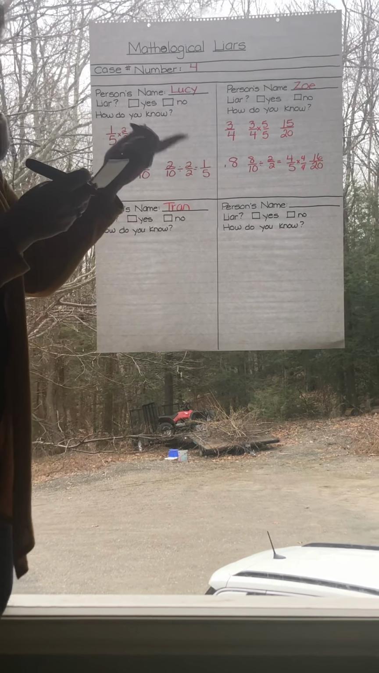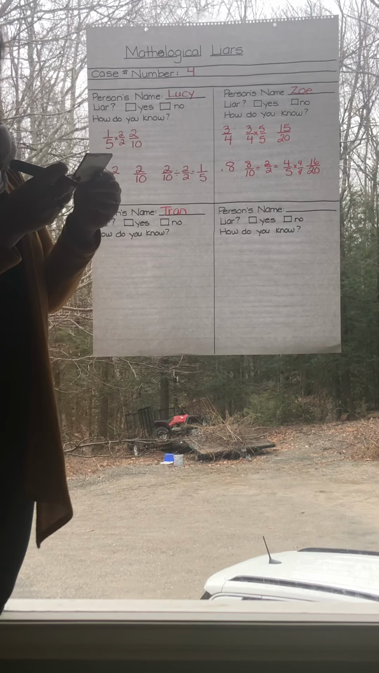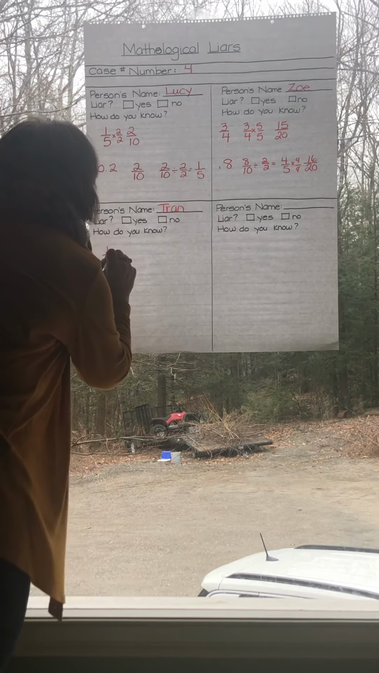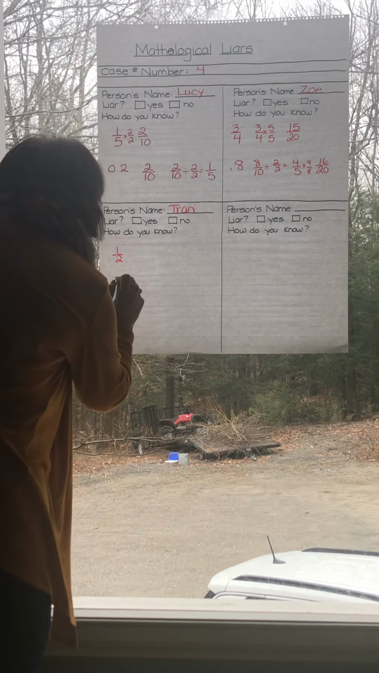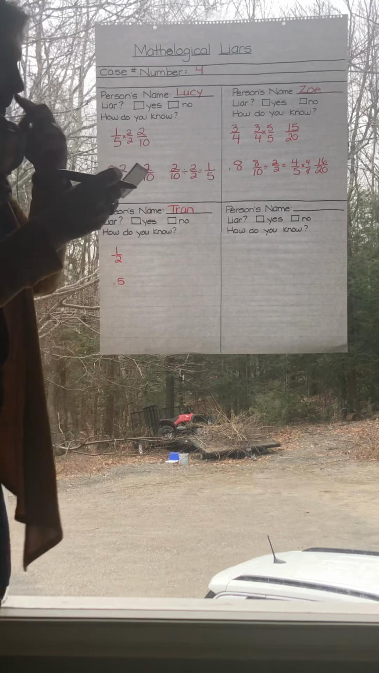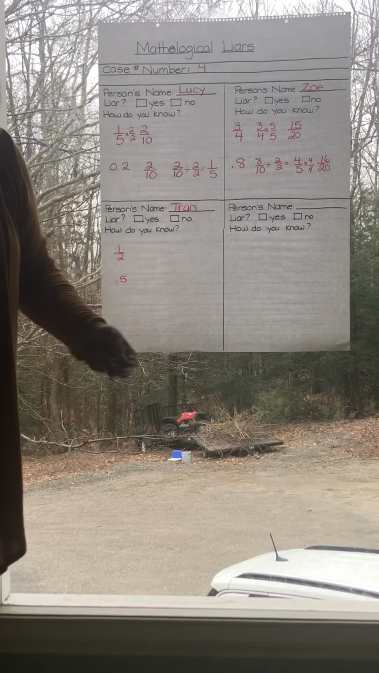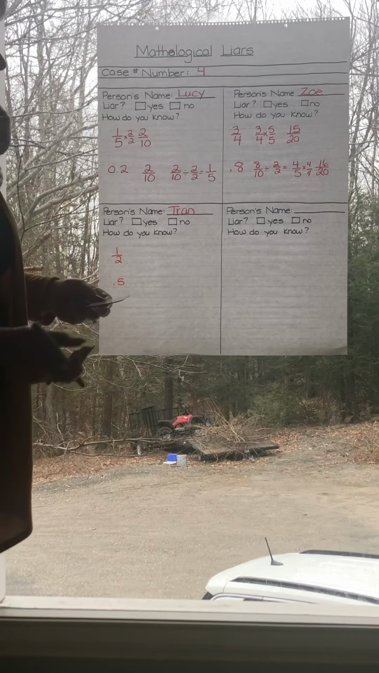And Tran says, I was in the science lab. The teacher asked me to add 1/2 cup of plant food to the watering can. I carefully measured 5/10 cup of food and added it to the can and watered the plants. That's exactly what she told me to do.